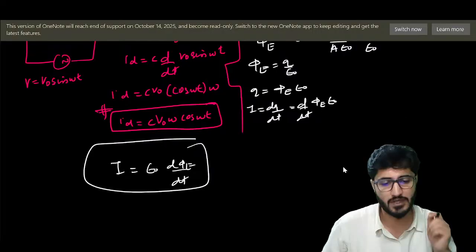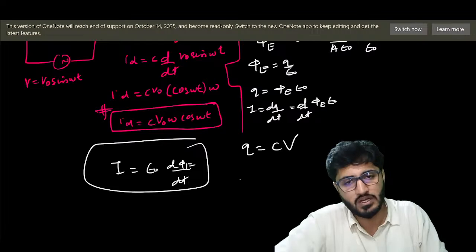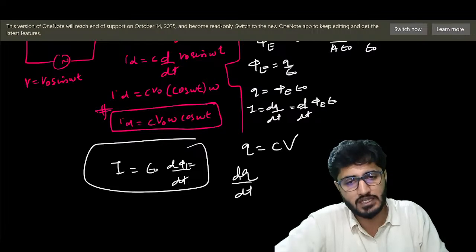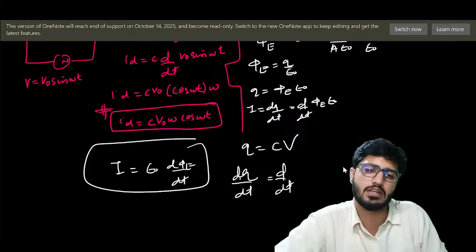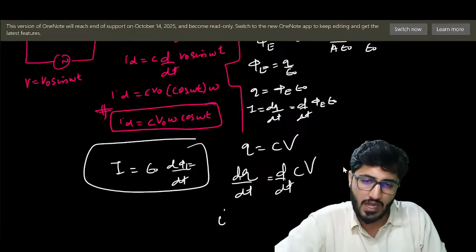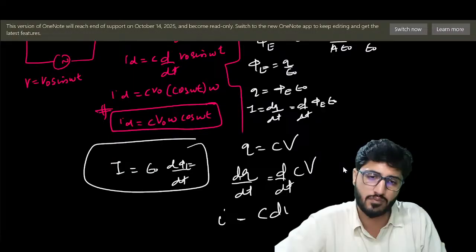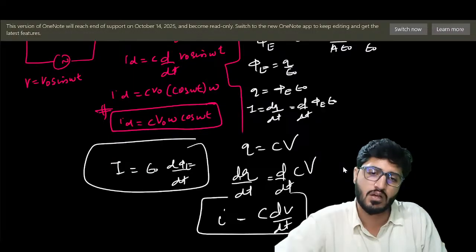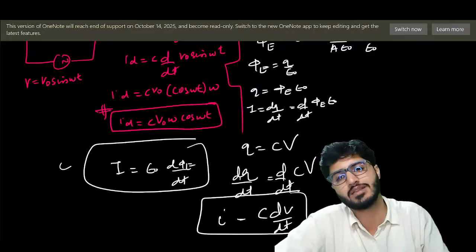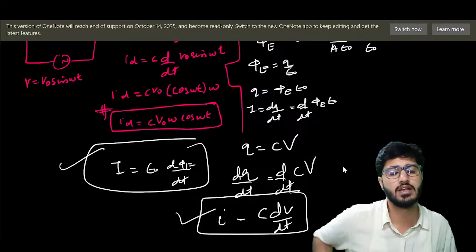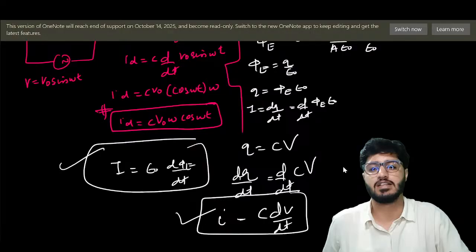One more thing, we know that Q equals CV. Differentiating, dQ by dt equals d by dt of CV. This becomes I, and C is outside, so I equals C dV by dt. This is one more expression for calculating your displacement current.